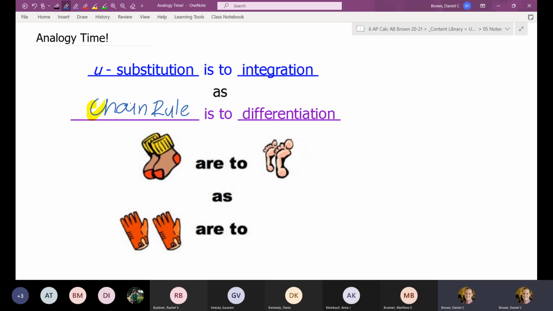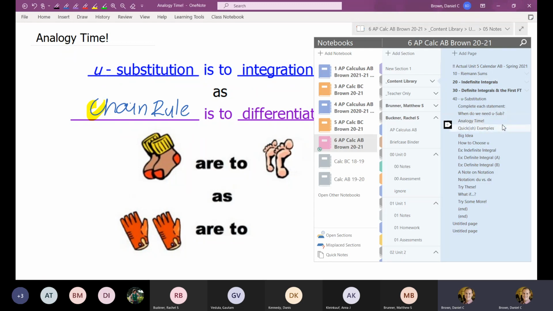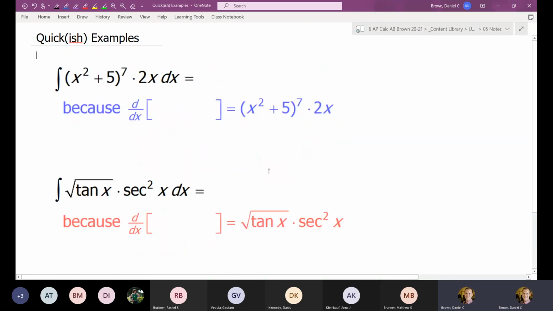U substitution is not a rule. It's more of a method that helps us solve the problem. So they're not all going to be done the same way. I do think u substitution is probably a little bit more challenging than the chain rule because again, in math, it's often harder to work backwards than it is to work forwards. So let's look at some examples that I think many of us will be able to figure out before we even learn this u sub process.